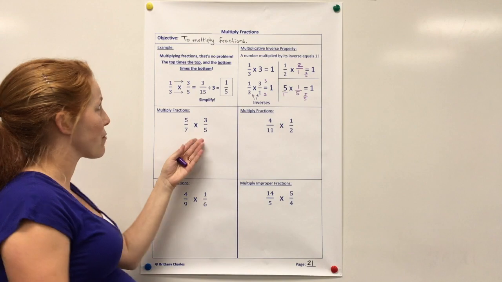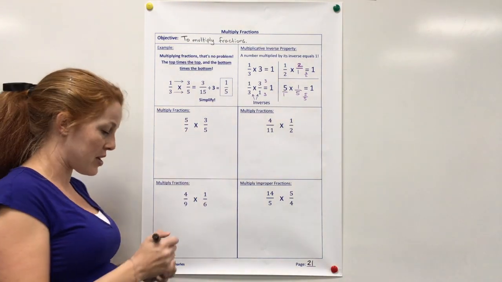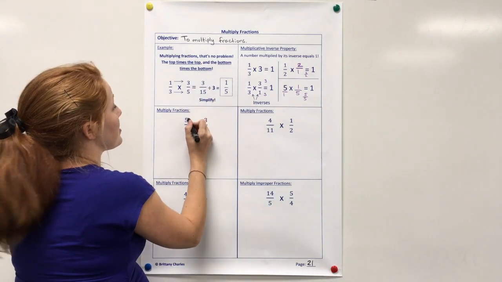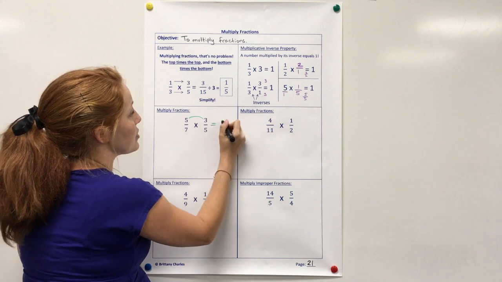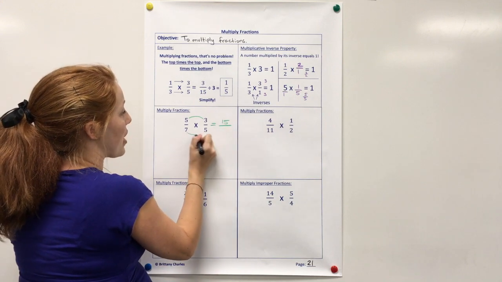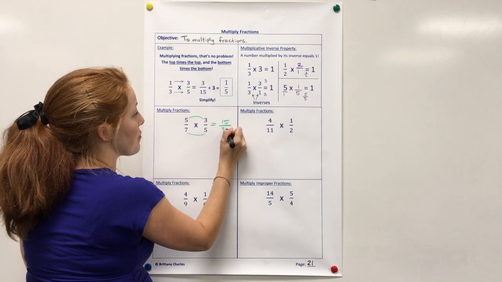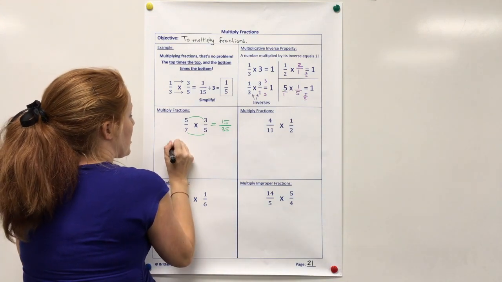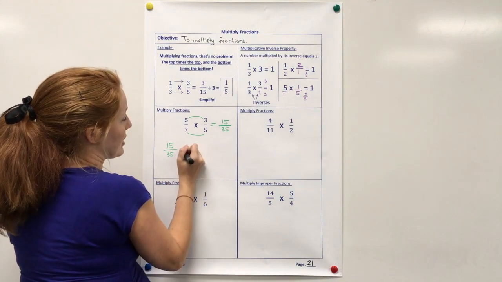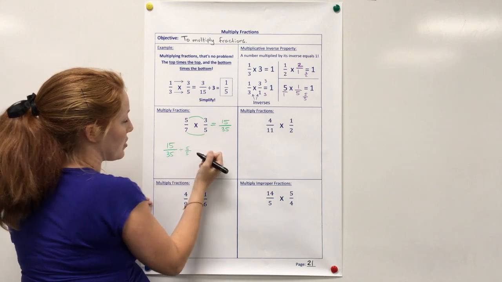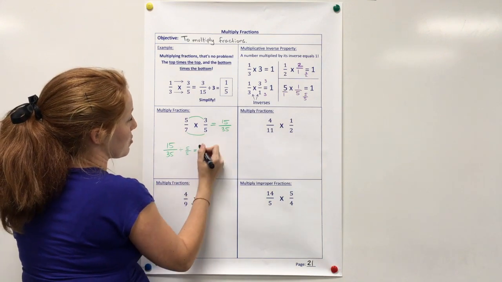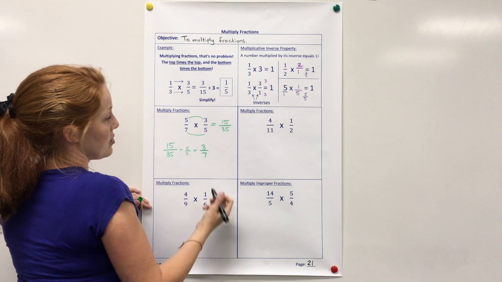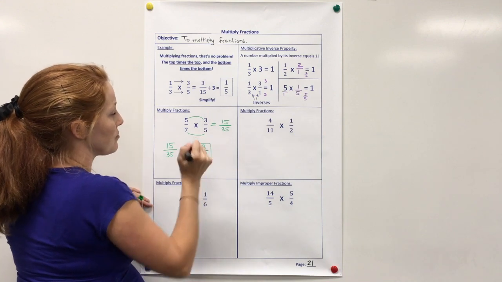All right, so back to multiplying fractions. Let's start by multiplying these out. So remember, multiplying fractions, that's no problem. The top times the top, so 5 times 3 is 15. And the bottom times the bottom, 7 times 5 is 35. Okay, now all I need to do is reduce this. 15/35, well, I can divide that by 5/5, since they both end in a 5. And 15 divided by 5 would equal 3. And 35 divided by 5 is 7. So that would equal 3/7.